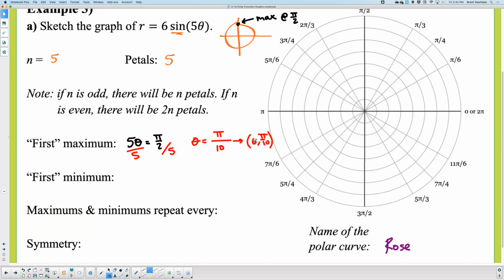Now wait a minute, where did this 6 come from? Right here. This value, it's like the amplitude. So I'm going to go 6 circles out. 1, 2, 3, 4, 5, 6. And I'm going to say pi over 10. That's 18 degrees. I'm going to say it's somewhere right in here. Pi over 6 I know is 30 degrees. Pi over 10 would be 18 degrees. I'm going to say it's about right there.